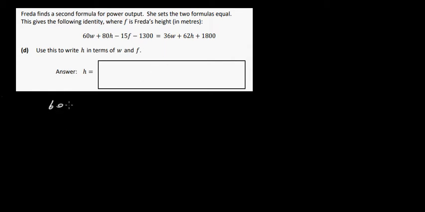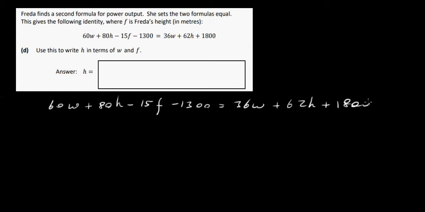So we have 60W plus 80H minus 15F minus 1300 is equal to 36W plus 62H plus 1800. And what we've got to do now is just try getting H on its own. So let's do that. First thing I'm going to do is just get all these letters together. So we have W here, an H here, an H here, a number here, a number here. So let's just put them together.